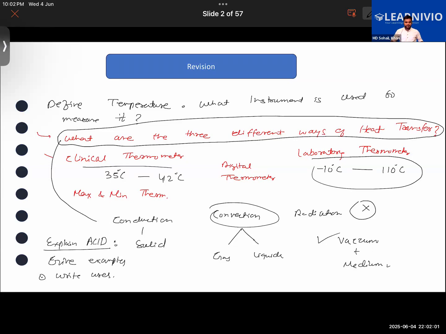Sir, it is present in cold drinks, like carbonic acid. It is used in car batteries. Good. Sulfuric acid is used in batteries. And they are used for manufacturing of fertilizers. Yes, this is nitric acid. Very good. And then baking powder contains tartaric acid.